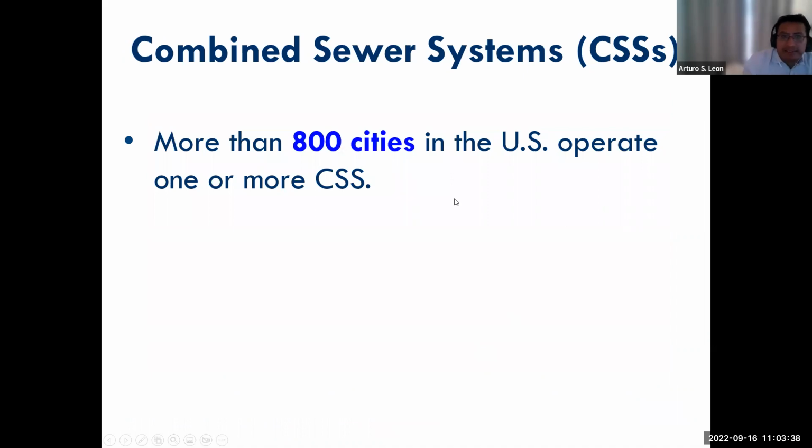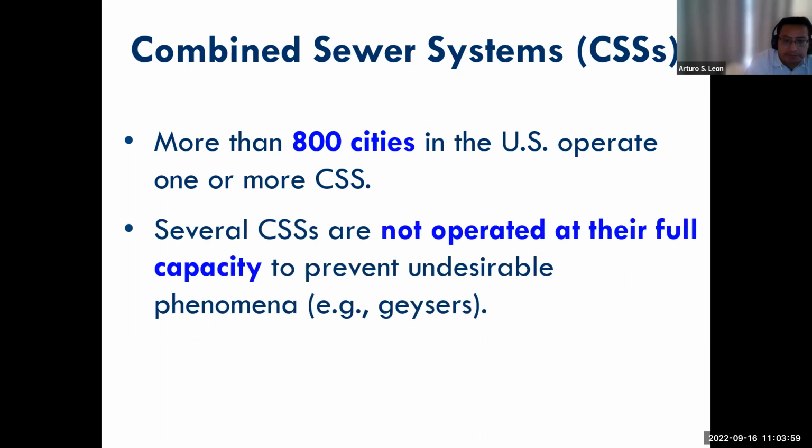So why do we need to study this? In the US, more than 800 cities operate one or more combined sewer systems. There are a lot, especially the old cities: Chicago, New York, some places in California, Minnesota. Many of those cities operate one or more combined sewer systems.